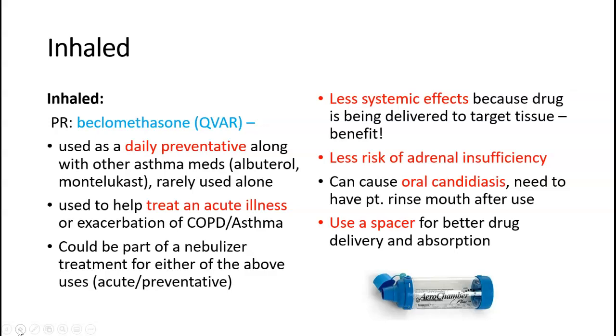And if you think about it, beclomethasone sort of is part of the one-two punch for asthma. Because in asthma, we have two major things going on. We have inflammation and we have bronchoconstriction. And so this deals with the inflammation piece of asthma.